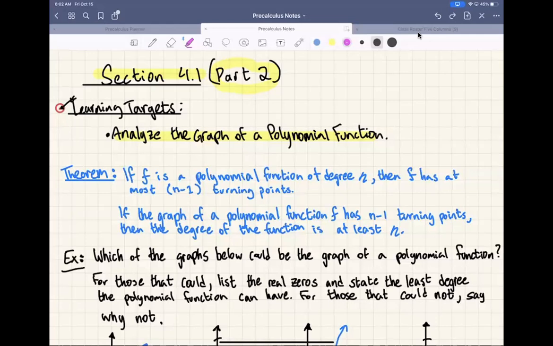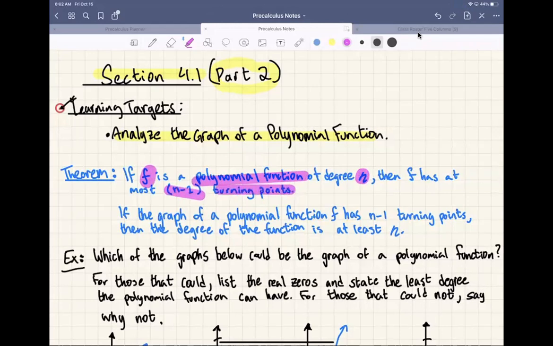Learning target: analyze the graph of a polynomial function. All right, so first we have to start off with a theorem. There's a second half to section 4.1. Theorem: if f is a polynomial function of degree n, then f has at most n minus 1 turning points.